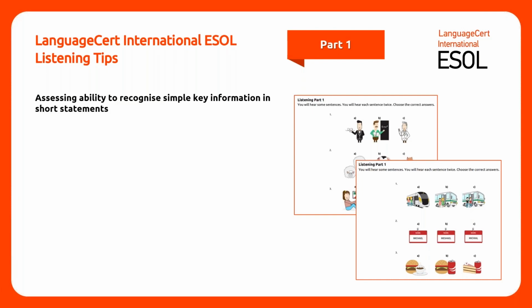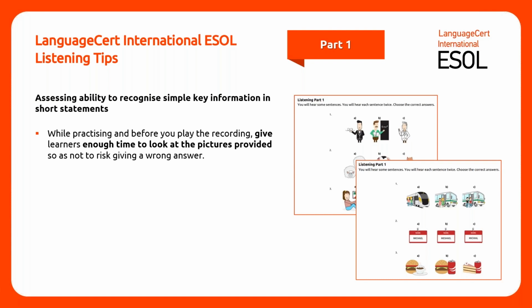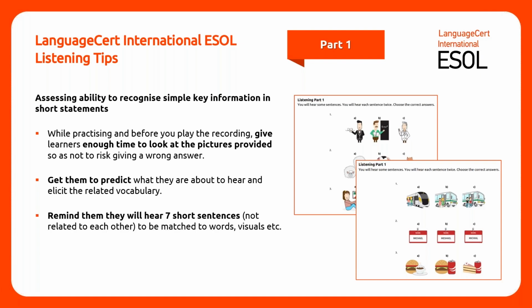Assessing ability to recognize key information in short statements. While practicing and before you play the recording, give learners enough time to look at pictures provided so as not to risk giving a wrong answer. Get them to predict what they are about to hear and elicit the related vocabulary. Remind them they will hear 7 short sentences, not related to each other, to be matched to words or visuals. Clarify they will be asked to focus on key information in statements, not detail.